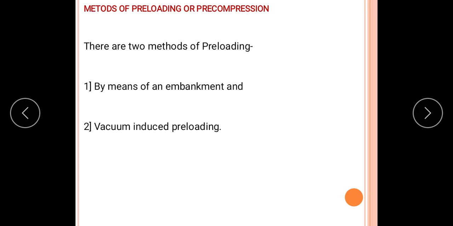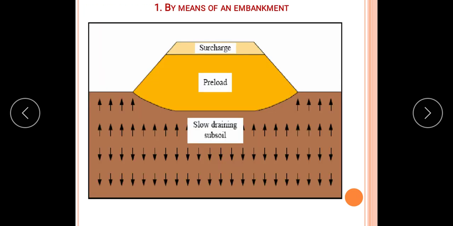For methods of preloading or pre-compression, we have mainly two methods: by means of an embankment construction on the compressible soil, or by using vacuum induced preloading. Let us discuss them one by one. By means of an embankment, on the subsoil which you have to compress, you construct an embankment. By embankment construction we are applying the load onto the subsoil.